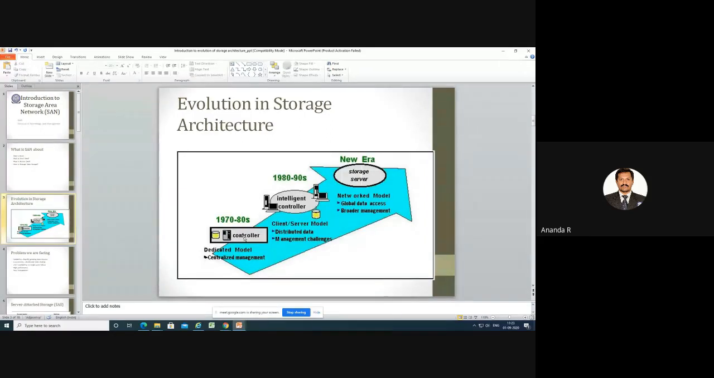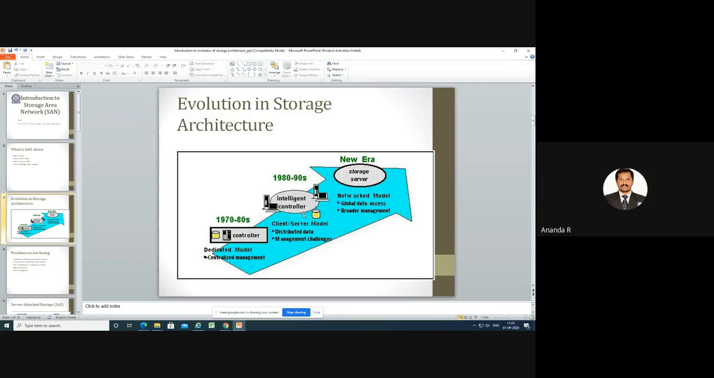Then in the 1980s to 90s came the intelligent controller. Before, there was a controller, now it is becoming intelligent, which means we are adding new features to the already available controller. We are creating the client-server model and the distributed data management challenges. Some server will be there, client will be there, request to response. So many different types of architectures we used in the 80s and 90s.